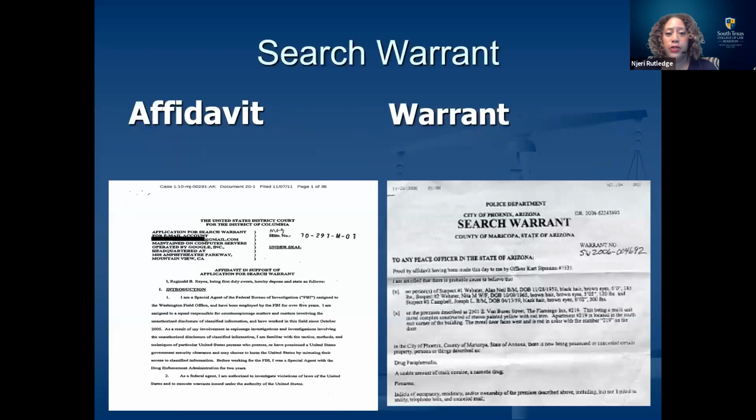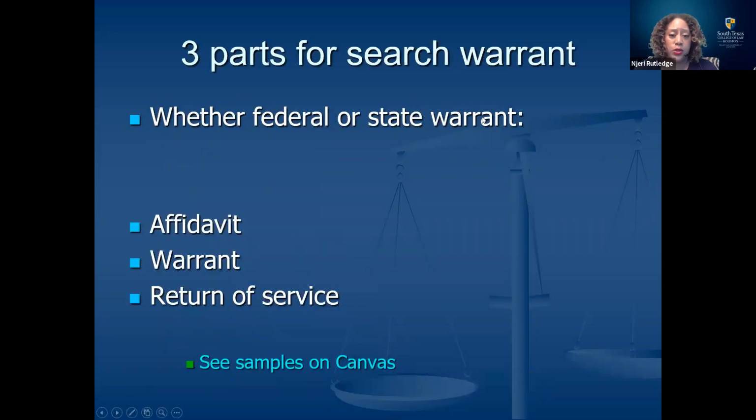So here's a picture of two of the important parts of a search warrant, the affidavit and the warrant itself. And they have different roles. All search warrants have 3 parts: an affidavit, the warrant itself, and the return of service. I've already posted on Canvas a number of sample search warrants for you, and you'll notice that they all have 3 parts, whether they are from the state of Texas or they're a federal warrant.